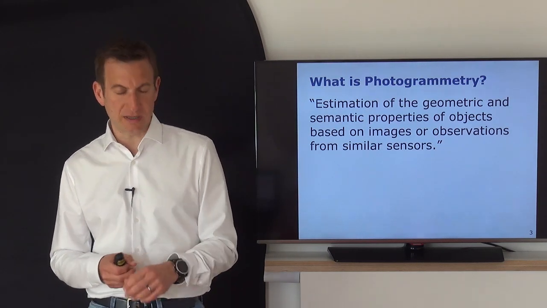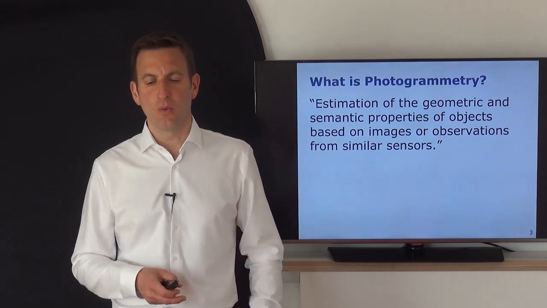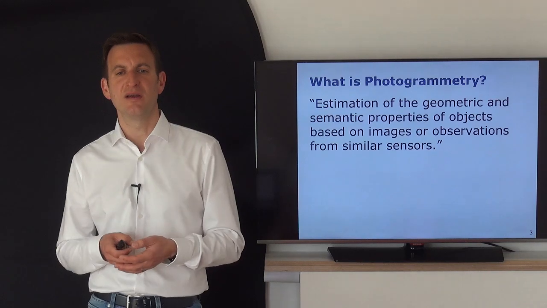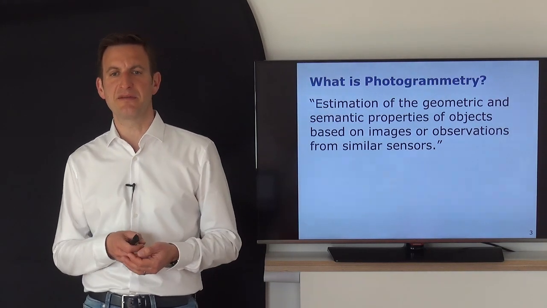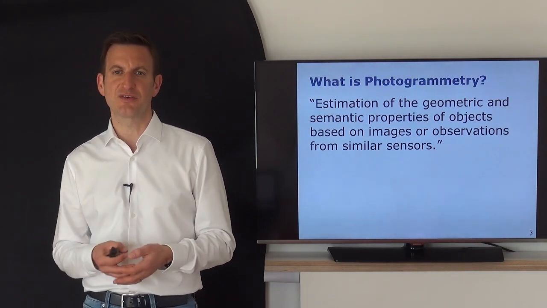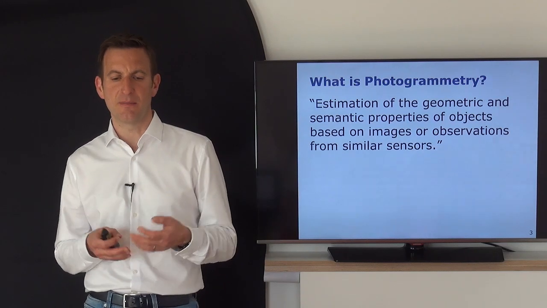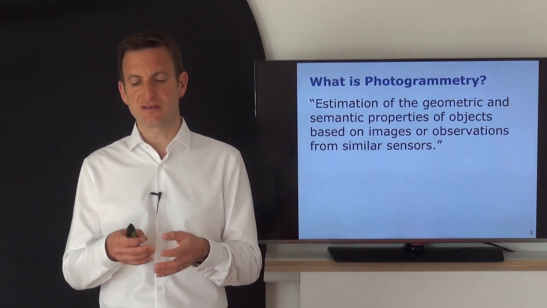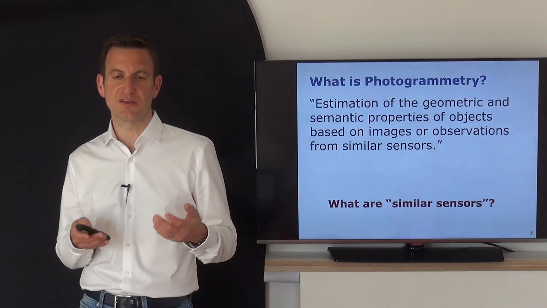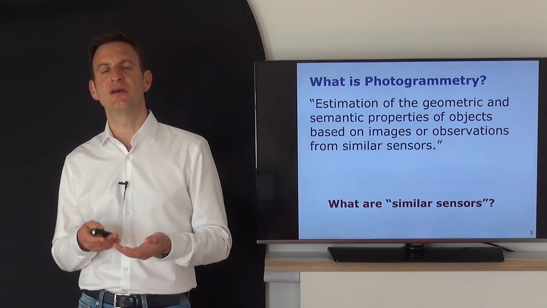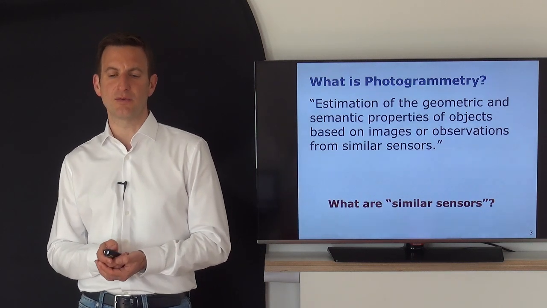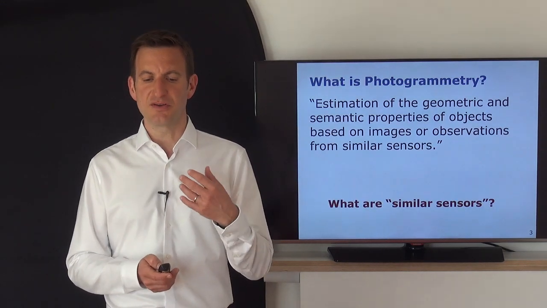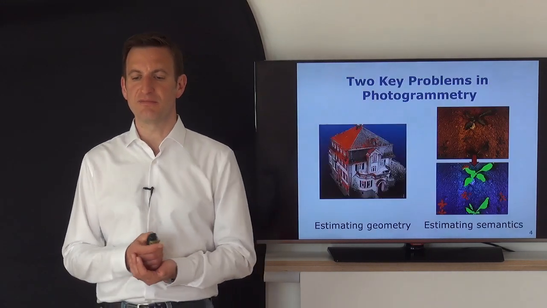And we do this based on images, in this case camera images, or based on observations taken from similar sensors. As I said before, this can be a camera which also provides depth information. This can be a laser scanner, or sensors operating with electromagnetic waves, for example. So the definition is a little bit foggy. These similar sensors do not only include cameras, but the course here will mainly focus on cameras. So what are now these different geometric and semantic properties? I brought you two examples.